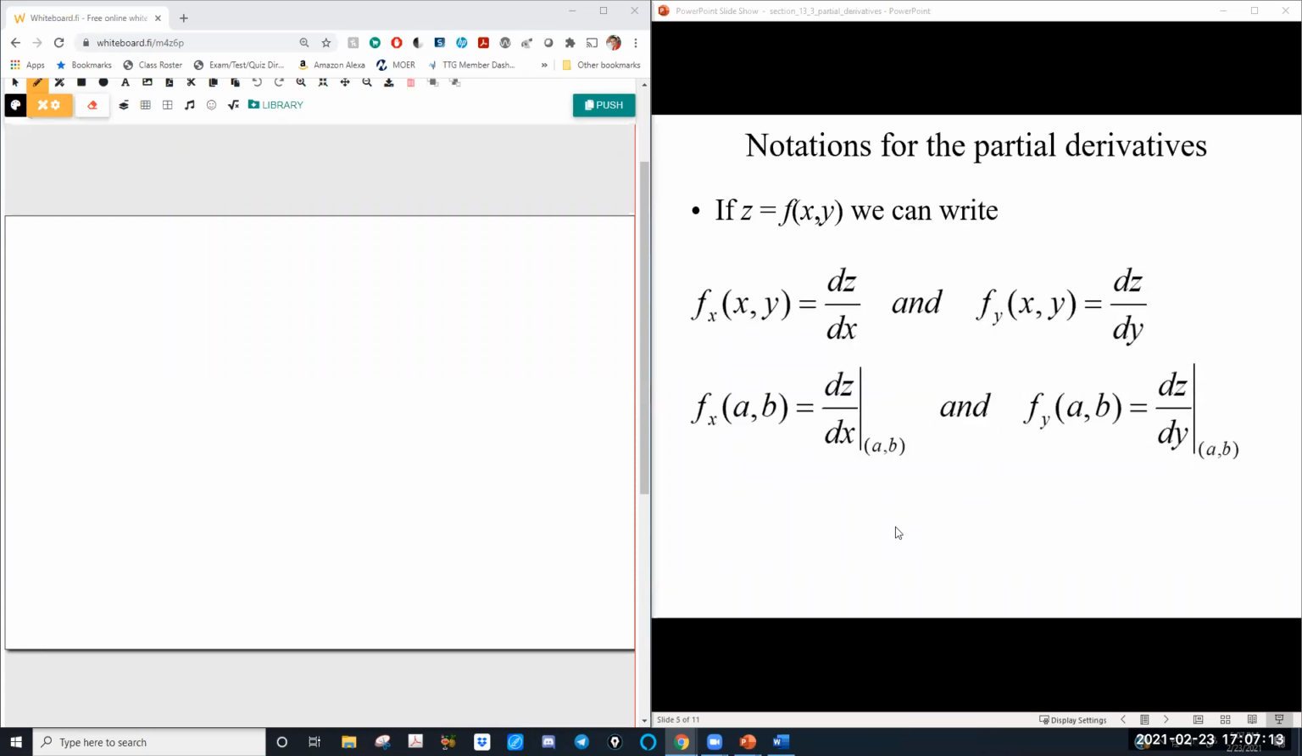Now, here's the notations that we're going to see. We have the subscript notation that we saw before, or we could use this Leibniz notation that we've actually seen before in Calc 1. And this is a place where it becomes useful because we're taking the derivative of z with respect to x, or the derivative of z with respect to y. If we want to evaluate those partials at a point, we can plug in the point AB, and this is how we would do it.